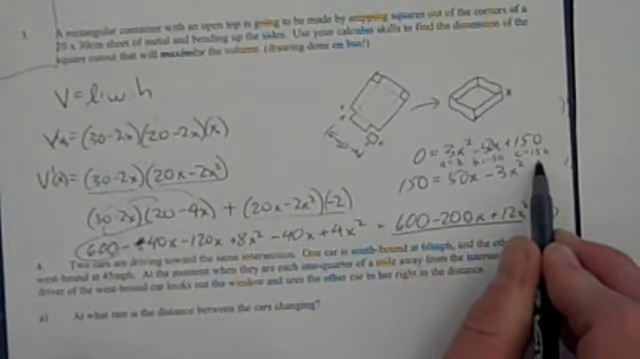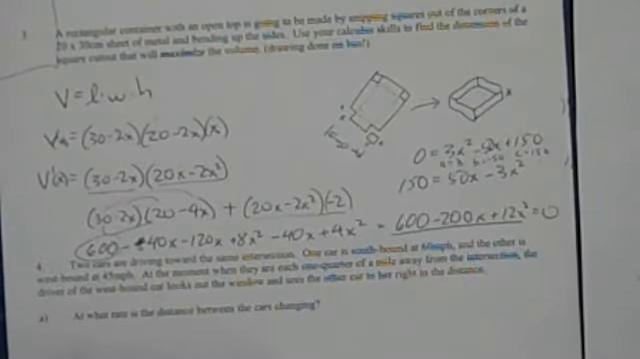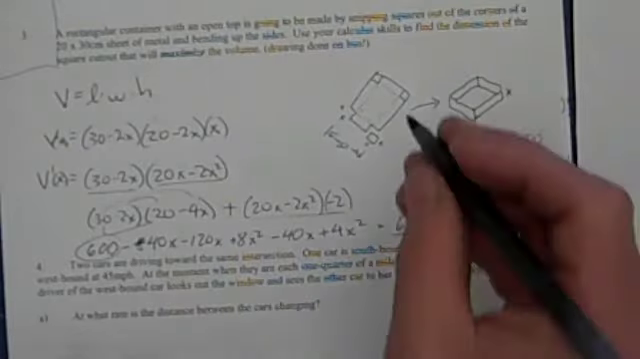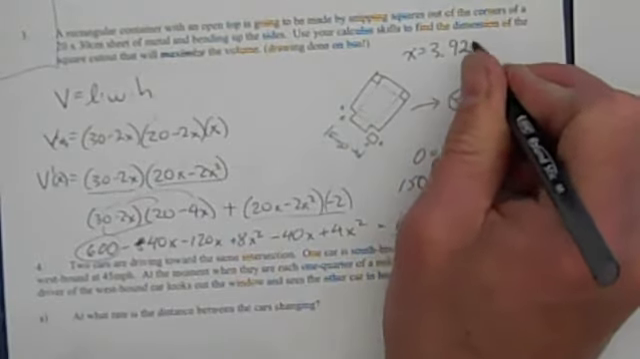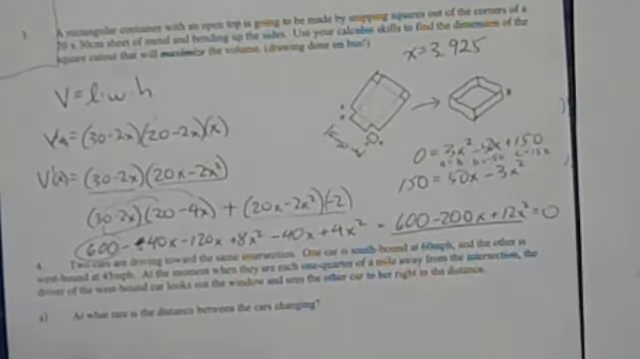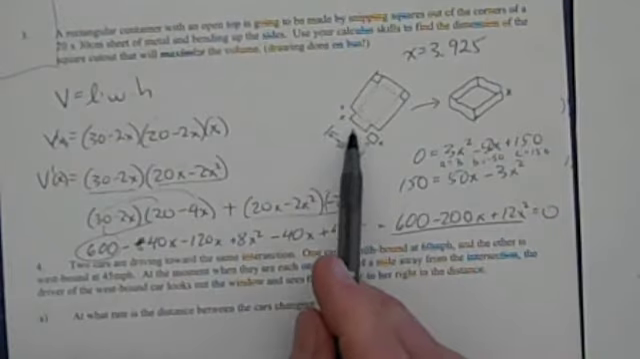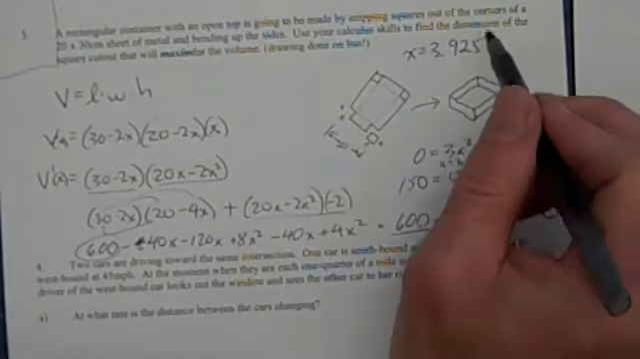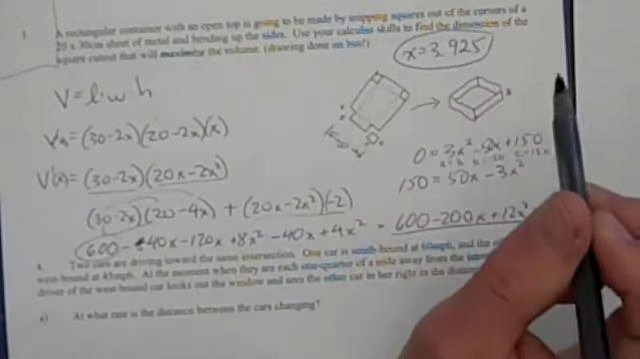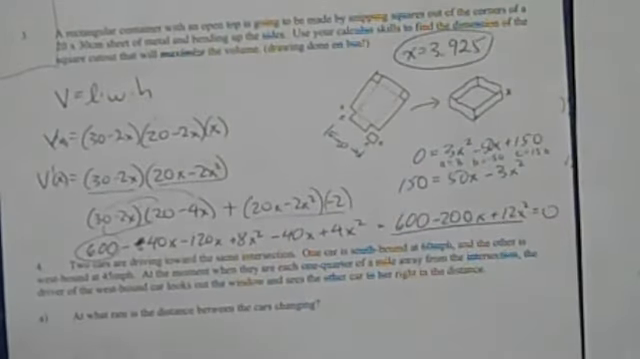When you do the quadratic formula longhand or quad form on your calculator, you're going to get two answers. One is that x is 3.925, and the other is that x is around 12. Well, there's no way you can cut out a corner that goes more than halfway, so that's a ridiculous answer. So this turns out to be the best dimension for that.